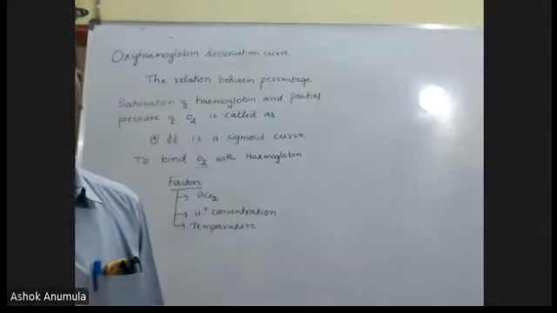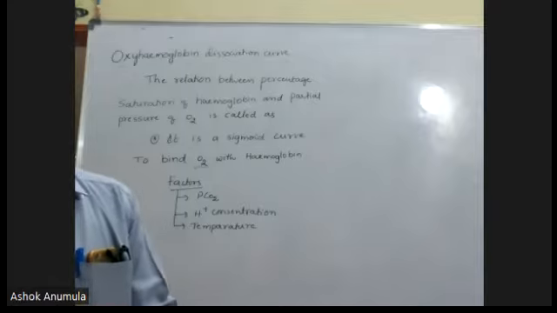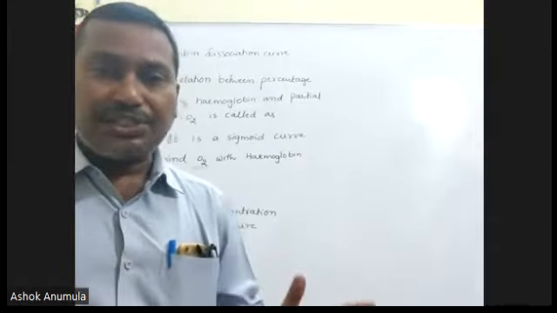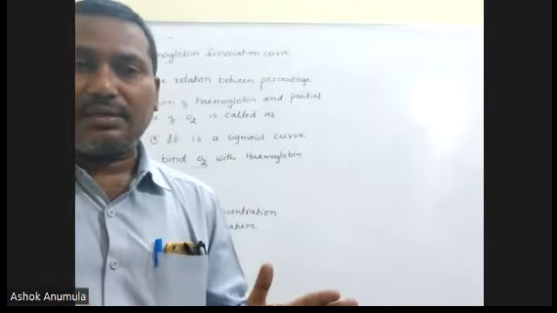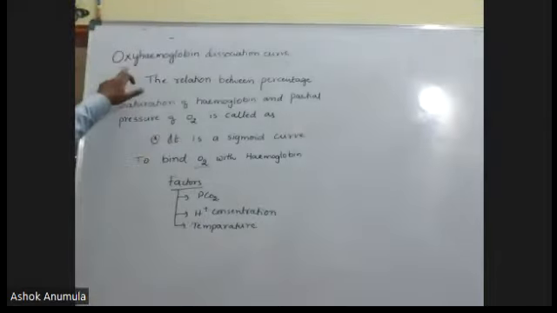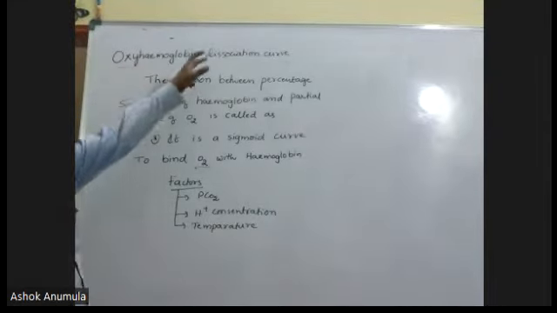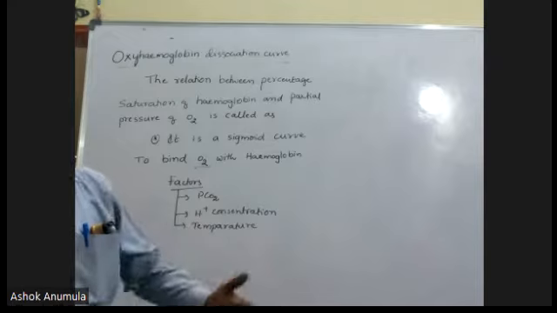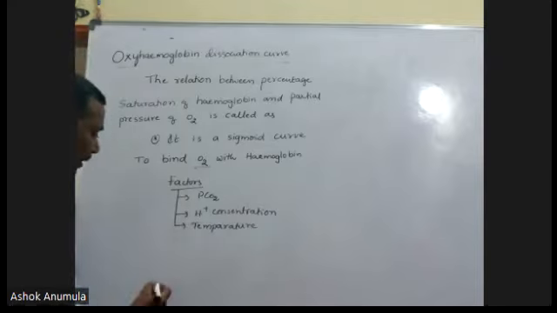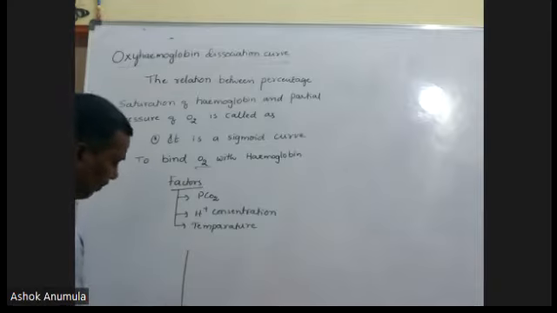This oxyhemoglobin must again dissociate. The dissociation of oxygen from hemoglobin is called the oxyhemoglobin dissociation curve. How it is dissociating, we have to see. And here you can take the binding of oxygen with hemoglobin.